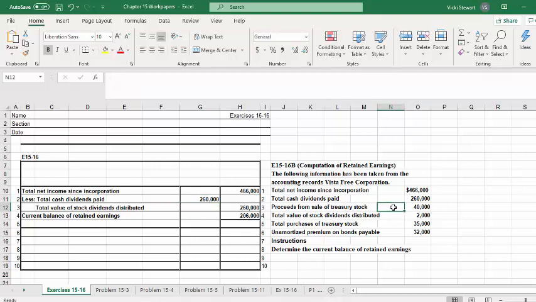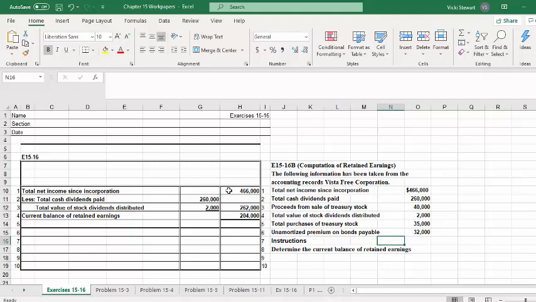Proceeds from the sale of treasury stock do not go through retained earnings. Total value of stock dividends distributed. A small stock dividend would be debited to retained earnings, so we would also include that as a subtraction from the net income. Purchases of treasury stock do not go through retained earnings, and an unamortized amount of a premium on bonds payable also would not affect the balance of retained earnings.